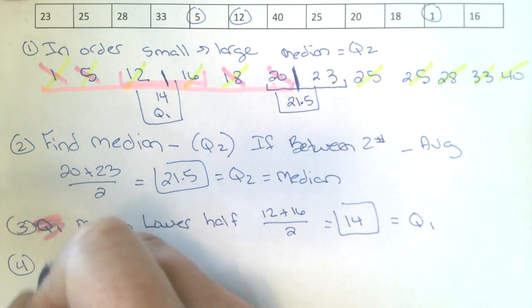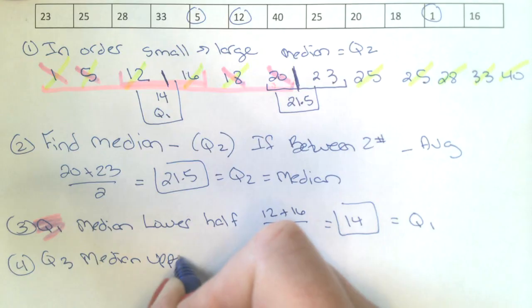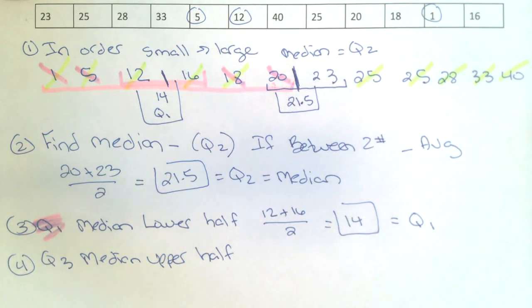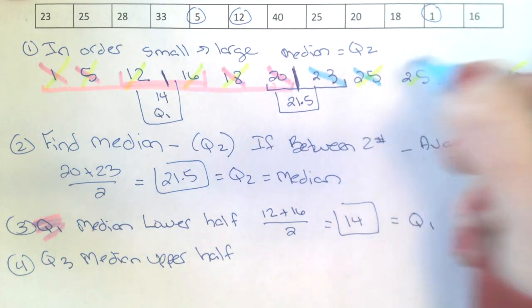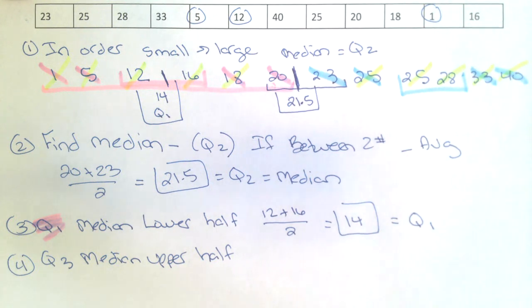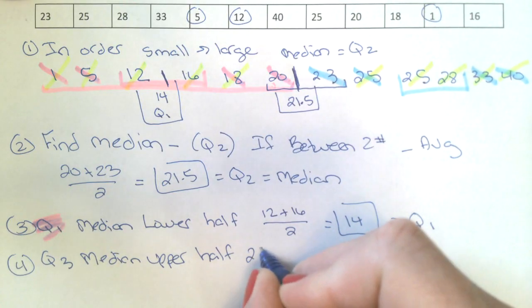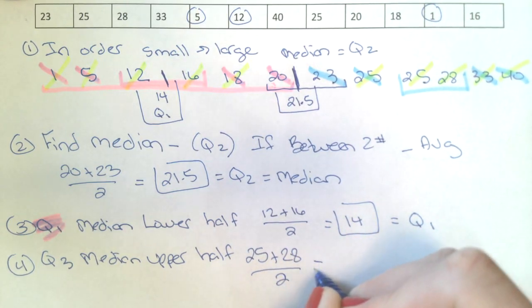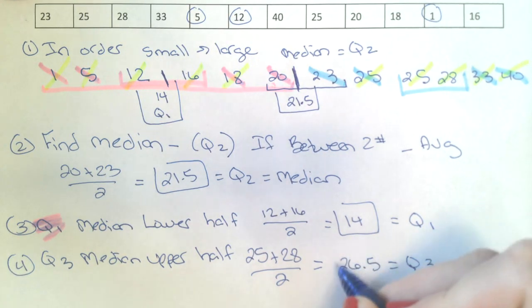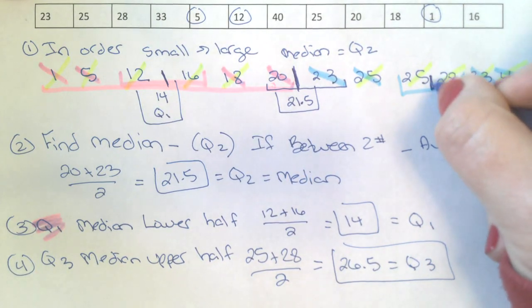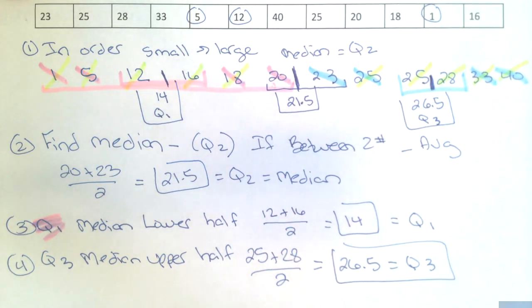And then step 4, I'm going to find Q3. I'm going to find the median of the upper half. So when I play the cross-off game, cross off the 23 and the 40, the 25 and the 33. And so it is located somewhere between 25 and 28. So I take 25 plus 28 divided by 2 is 26.5, which is Q3. So Q3 is right here at 26.5. And that is how you do it.